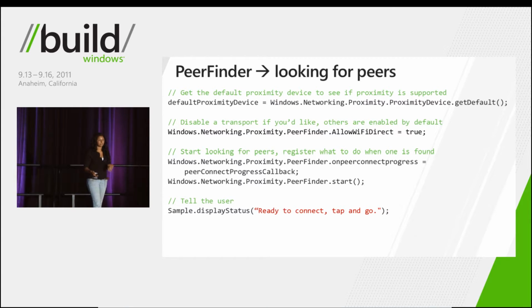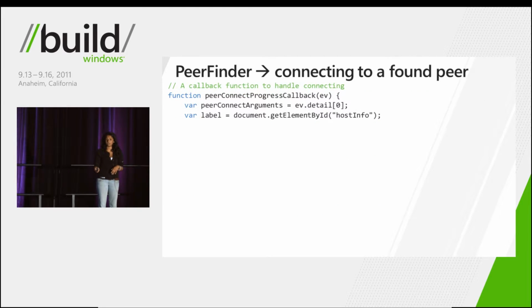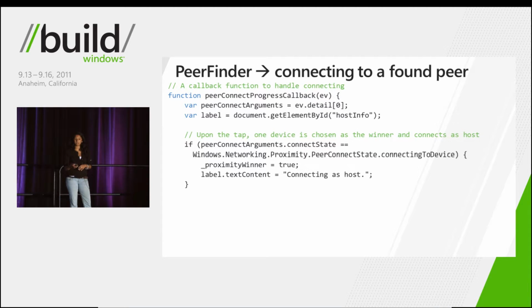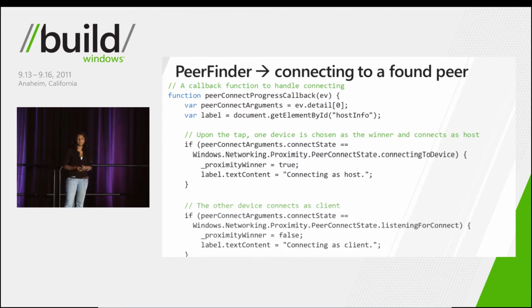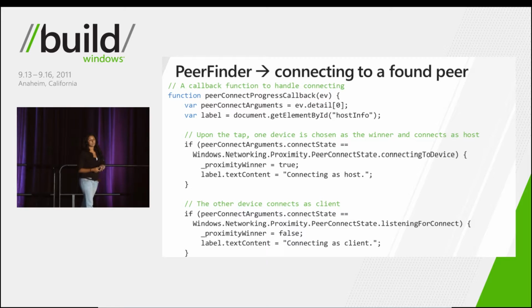And so what happens under the covers is that Windows is going to tell you when another peer has been found. So you in your application, you're going to have to register a callback. So let me show you how to do that with just a really simple function right here. And this callback is to handle the event for when another peer is found. So there are a couple different states that you can be in. There's the state where you're connecting to a device. So that would mean that your device is the host, excuse me. And then the other state is that you are listening for a connect. And in that case, you're going to be connecting as a client.